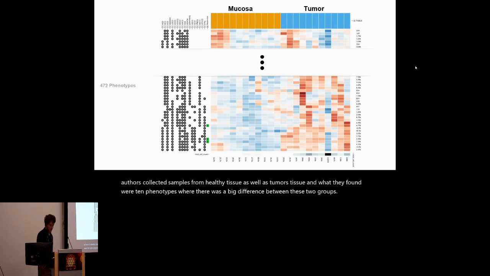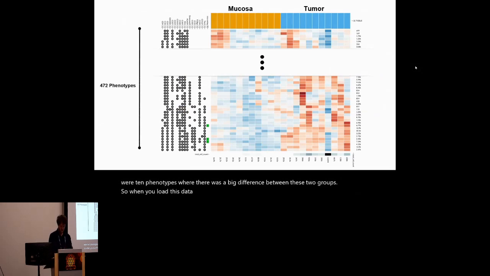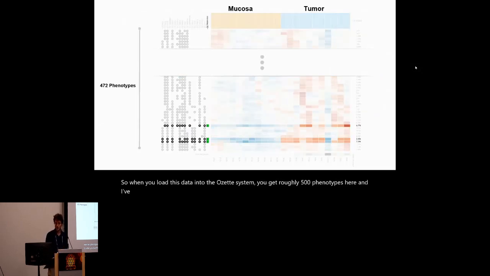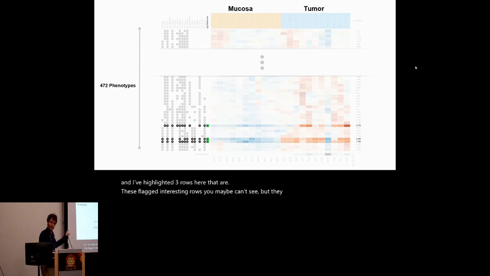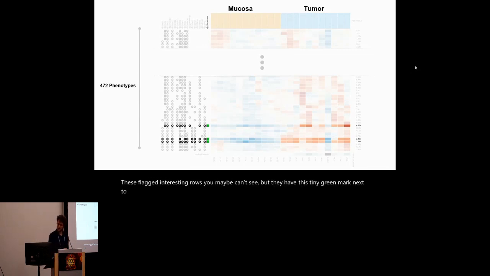So when you load this data into the OZ system, you get roughly 500 phenotypes here. And I've highlighted 3 rows here that are these flagged interesting rows. You maybe can't see, but they have this tiny green mark next to them. And for these 3, the phenotypes are overexpressed in the tumorous tissues.